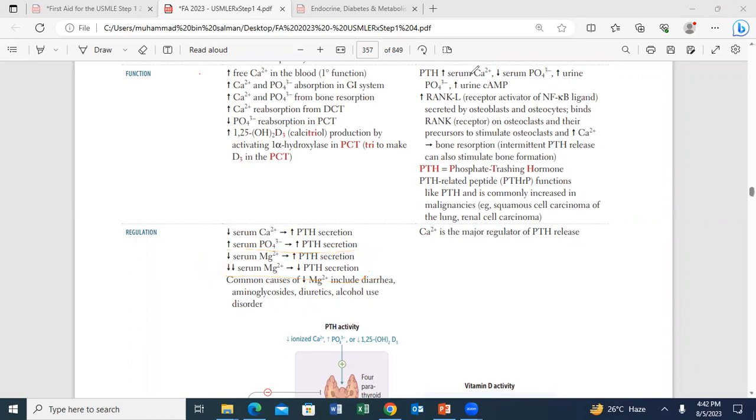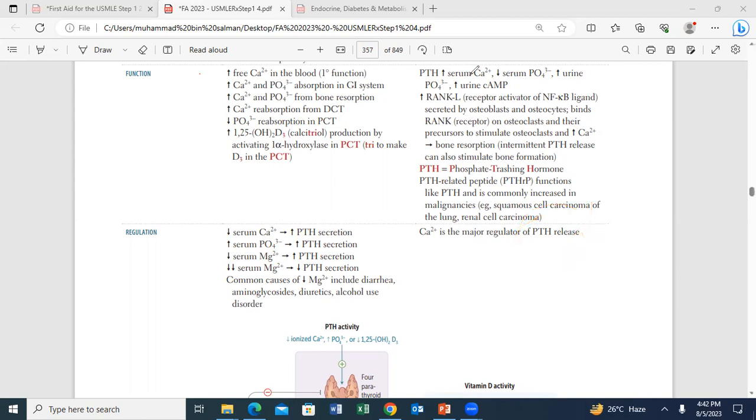Now, what regulates the secretion of parathyroid hormone? The primary regulator for parathyroid hormone is calcium. So the primary goal of parathyroid hormone was to increase serum calcium. And so whenever there is low calcium, that will lead to release of parathyroid hormone. And when there is high calcium, that will decrease the release of parathyroid hormone.